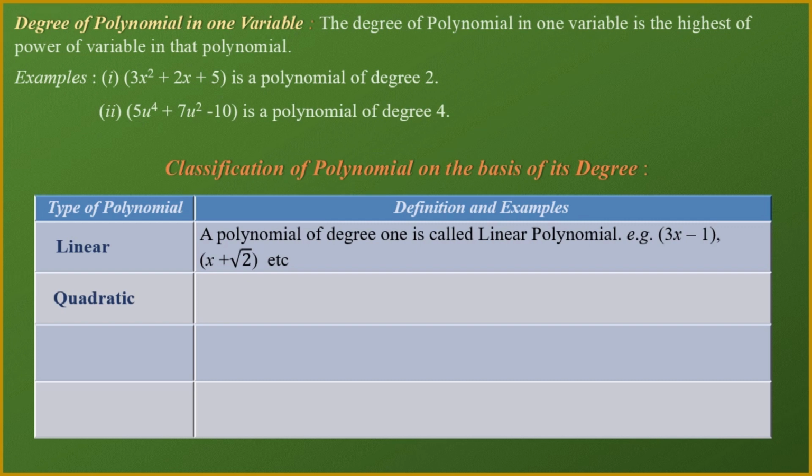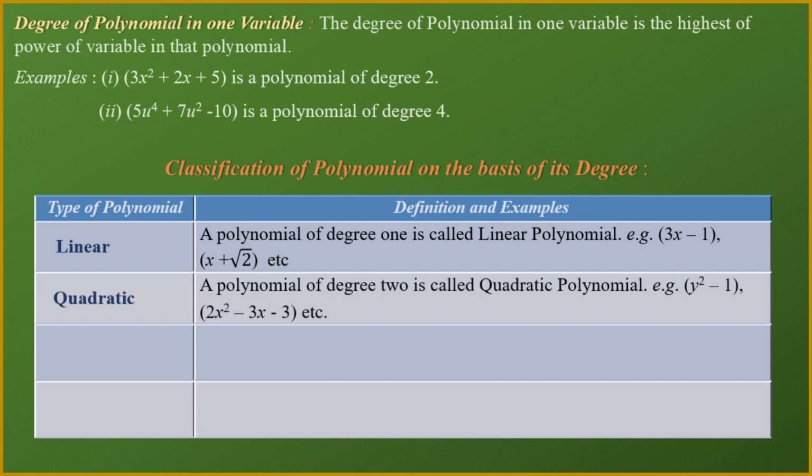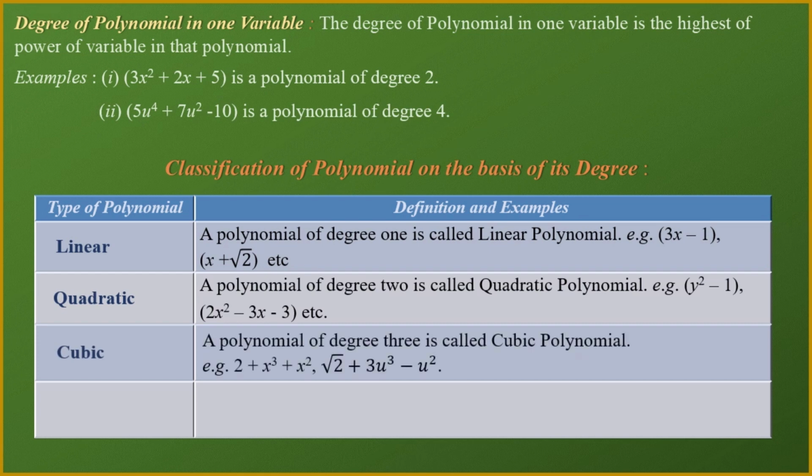Second one is quadratic. In the quadratic, you observe the power is coming 2. If any polynomial has the highest power, or you can say degree, 2, it is called a quadratic polynomial. And in the same way, for the cubic polynomial, the degree should be 3. Observe the example. Okay, 2 plus x cube plus x square. So x cube, this is the highest power I can observe of any variable. So here we can say that it is a cubic polynomial.